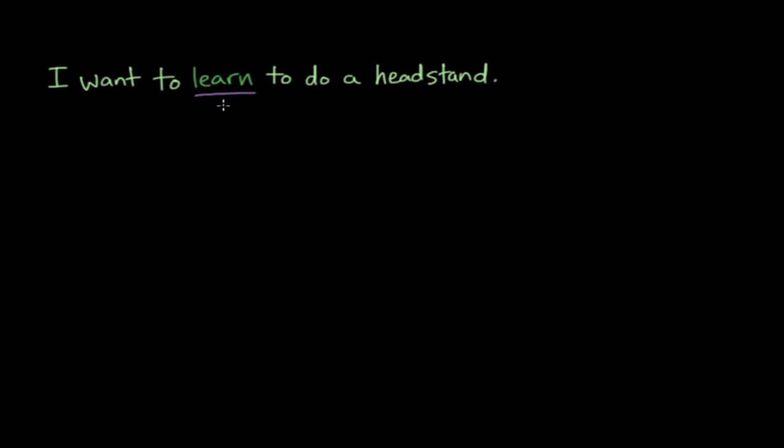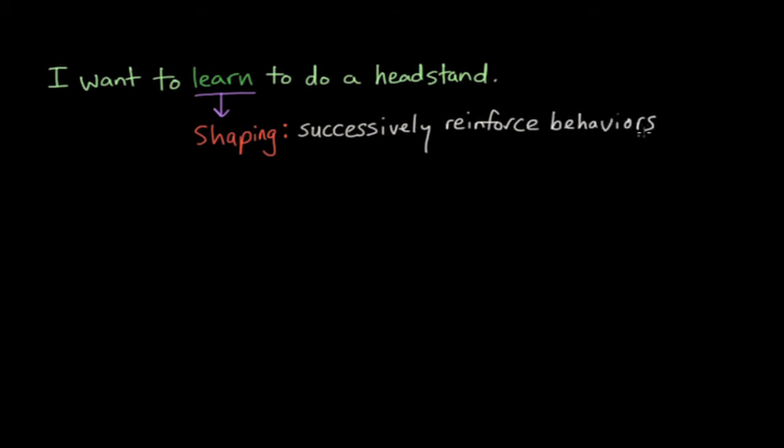And that learning through practice idea has a specific name in operant conditioning. The term for this type of learning is shaping. Shaping is something that you're already very familiar with, but maybe you've never heard the term before. The idea of shaping is that you successively or gradually reinforce behaviors that lead up to or approximate the target behavior.